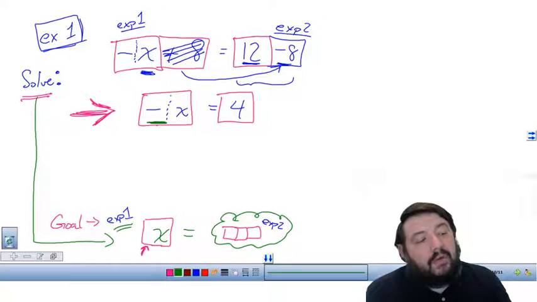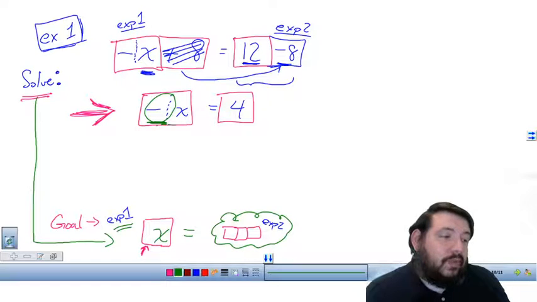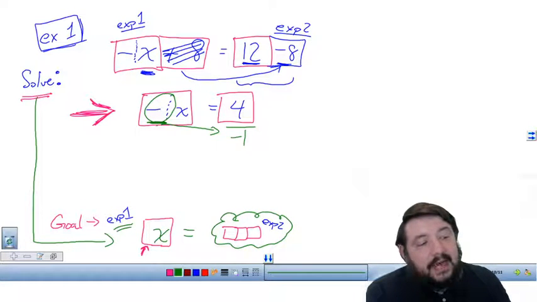Well, when you move a coefficient, in this box, it's next to the x, so that means what's it doing? It's multiplying. Right now on the expression number 1, the negative 1 is a multiplier. So when I move it to the other side of the equal sign, I can just make it a divider. Notice that I did not change the sign.